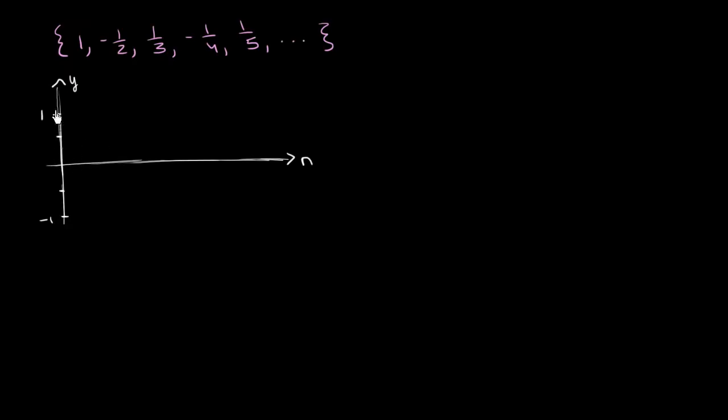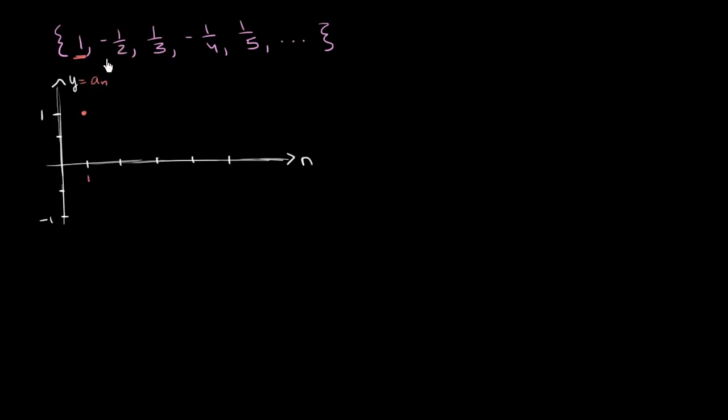And I'm not drawing the vertical and horizontal axes at the same scale, just so that we can visualize this properly. But let's say this is 1, 2, 3, 4, 5, and I could keep going on and on and on. So we see here that when n is equal to 1, a sub n is equal to 1. So this is right over there. So this is y is equal to a sub n.